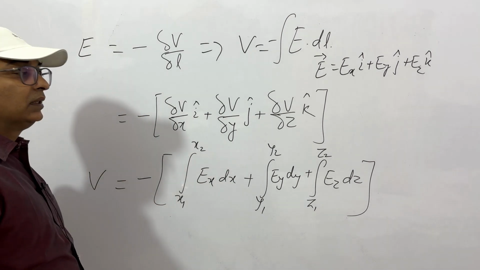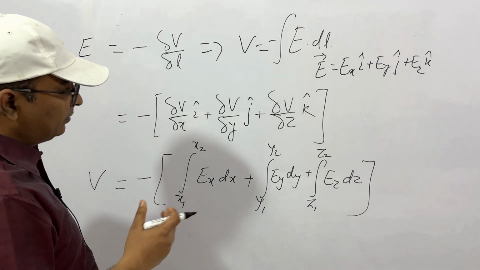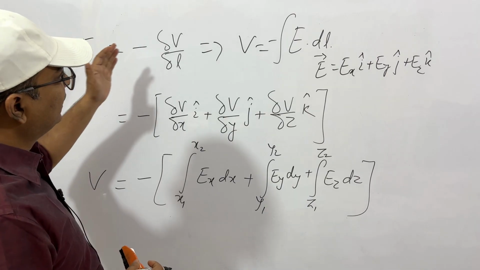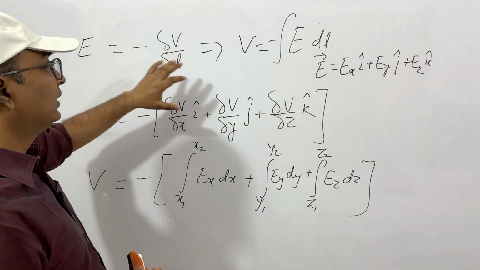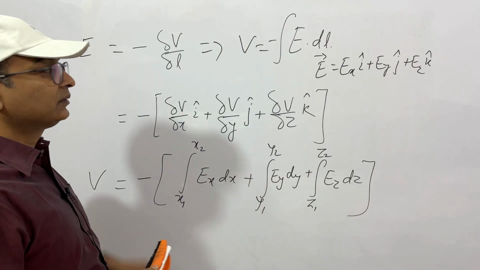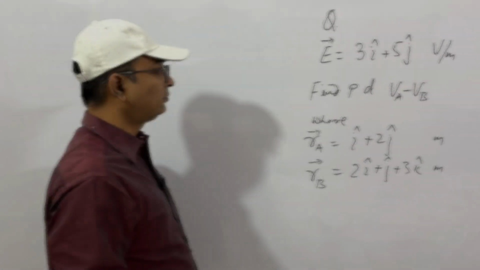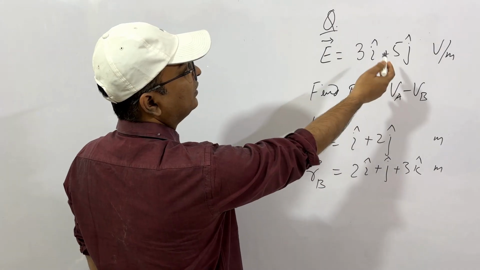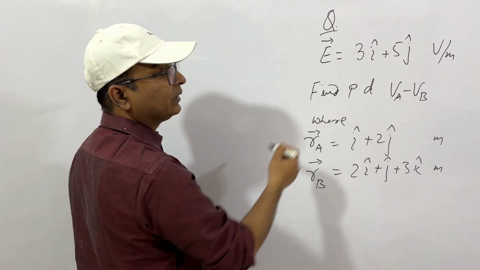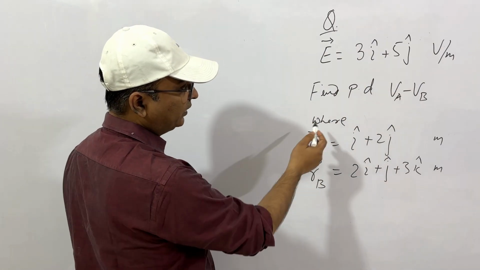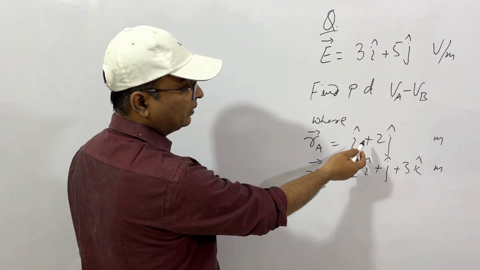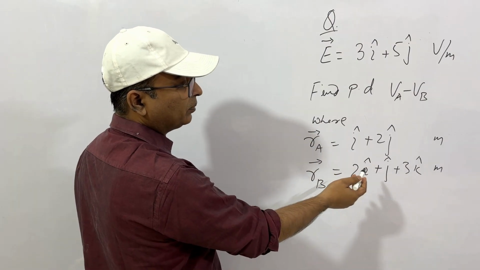We'll now see some problems, some examples, to understand how we find the electric field intensity and how we find the potential difference by using these relations. So this is a question. The electric field is given as 3i plus 5j, and we have to find the potential difference VA minus VB, where the position vectors of A and B are: RA is given by i plus 2j and RB is given as 2i plus j plus 3k.